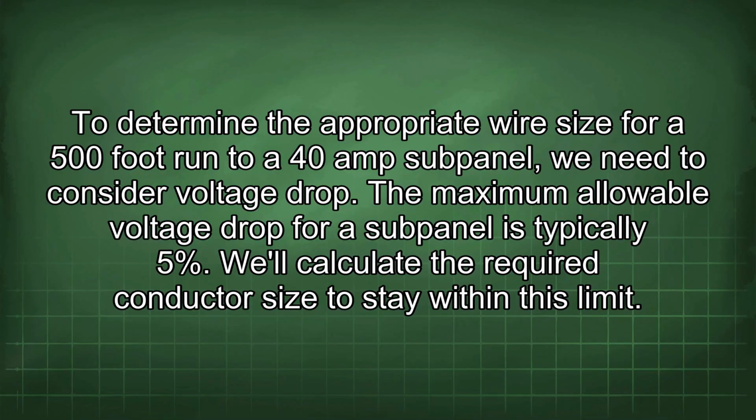To determine the appropriate wire size for a 500-foot run to a 40-amp subpanel, we need to consider voltage drop. The maximum allowable voltage drop for a subpanel is typically 5%. We'll calculate the required conductor size to stay within this limit.